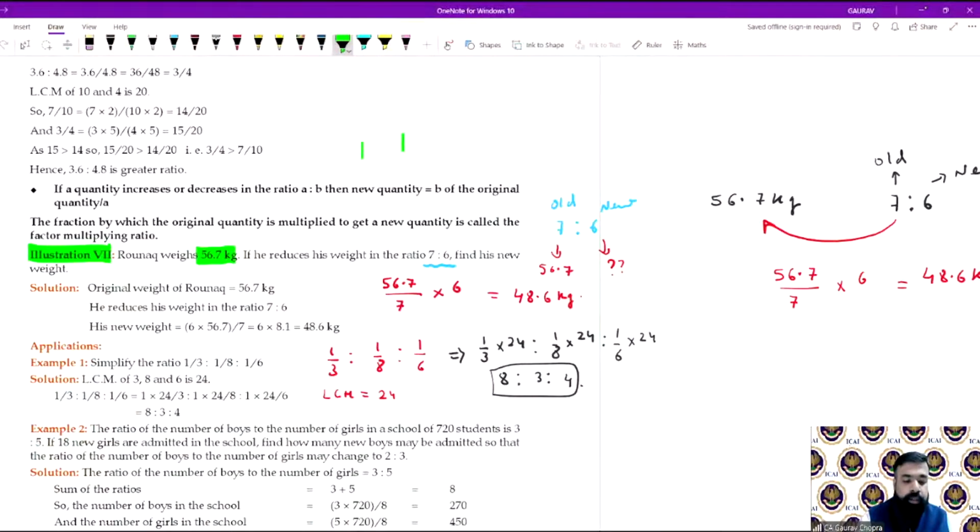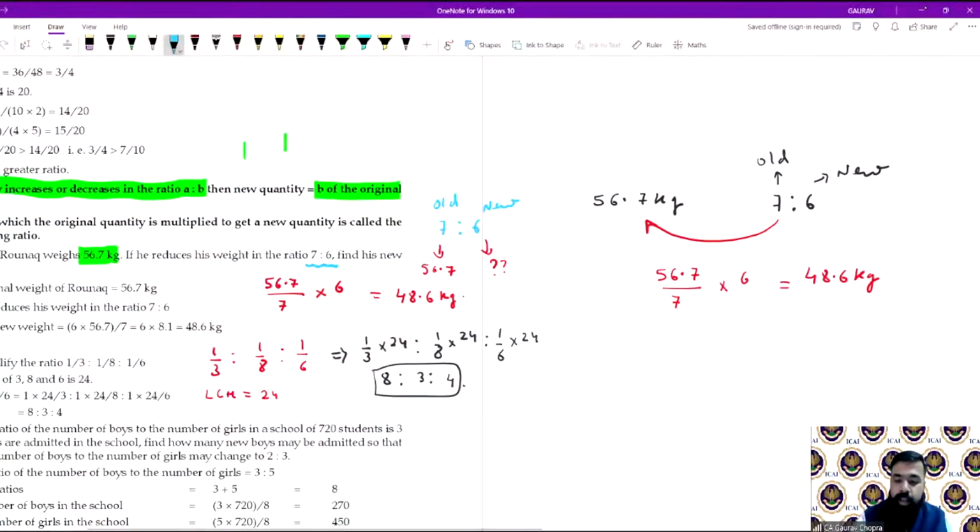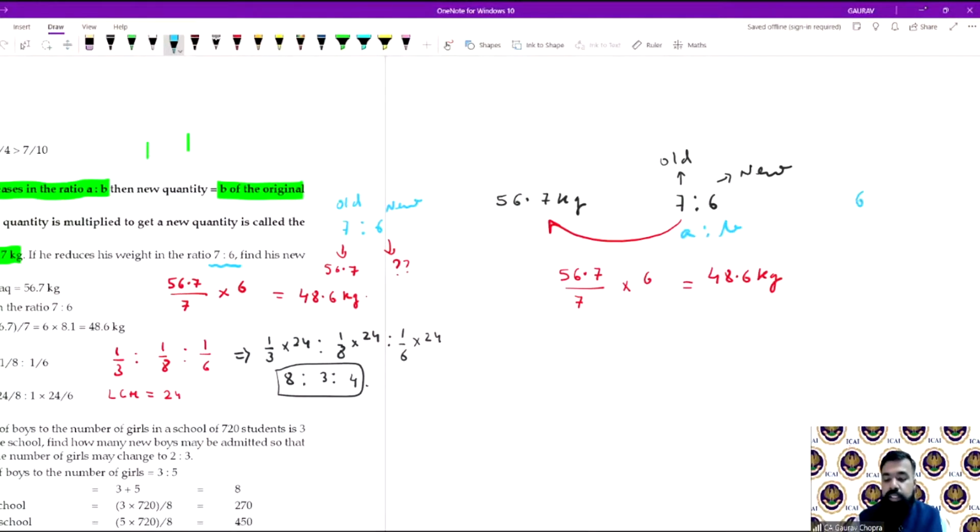And for this, there is one statement which was written above. If a quantity increases or decreases in the ratio A is to B, then the new quantity will be B of the original quantity divided by A. So the same thing we have done here. 7 is A and 6 is B. So we can write 6 of original quantity, that is 56.7, divided by A. Value of A is 7. So even if you apply that formula, you will get the same result, that is 48.6. All right.